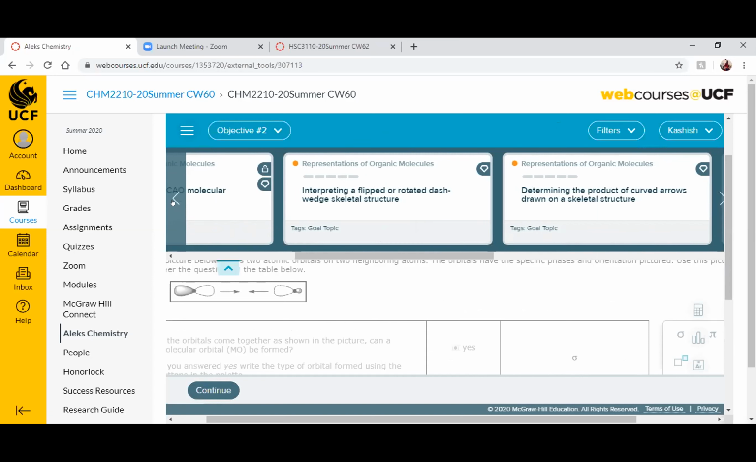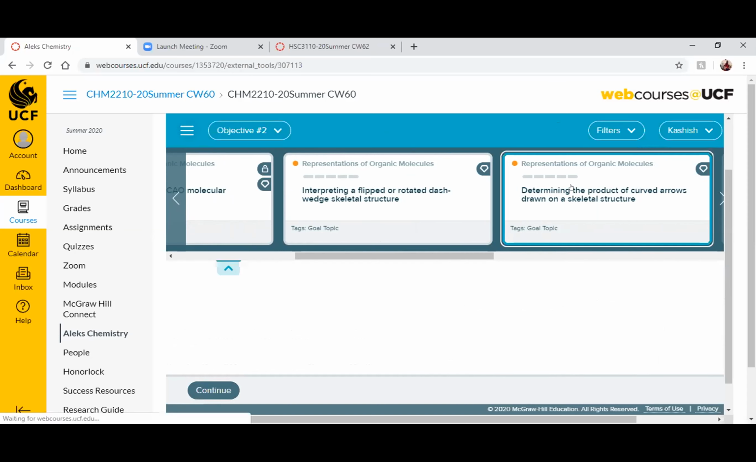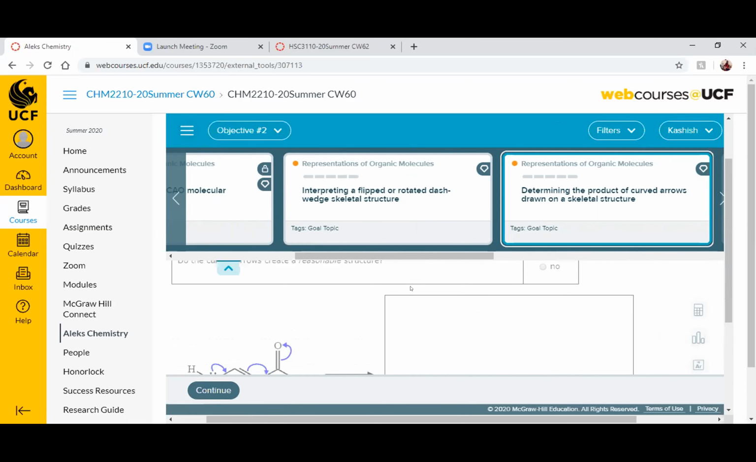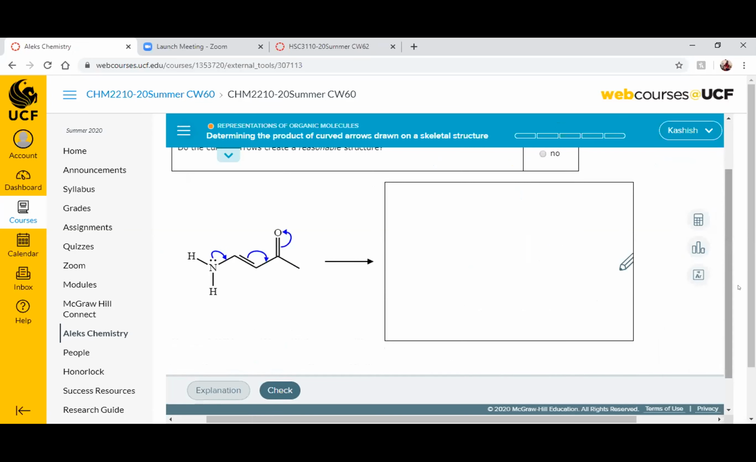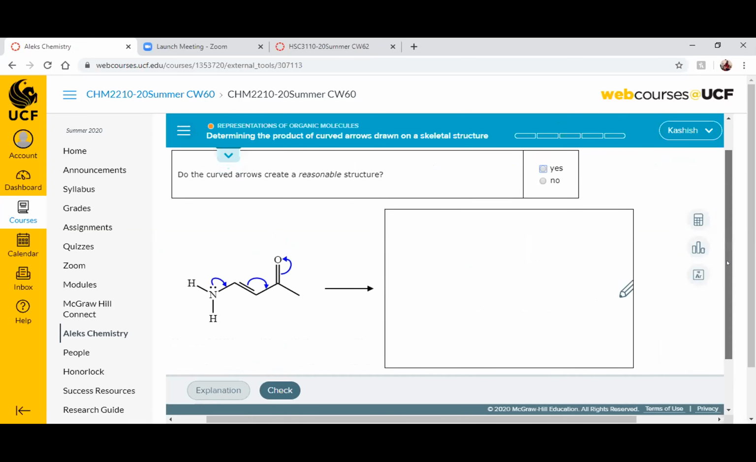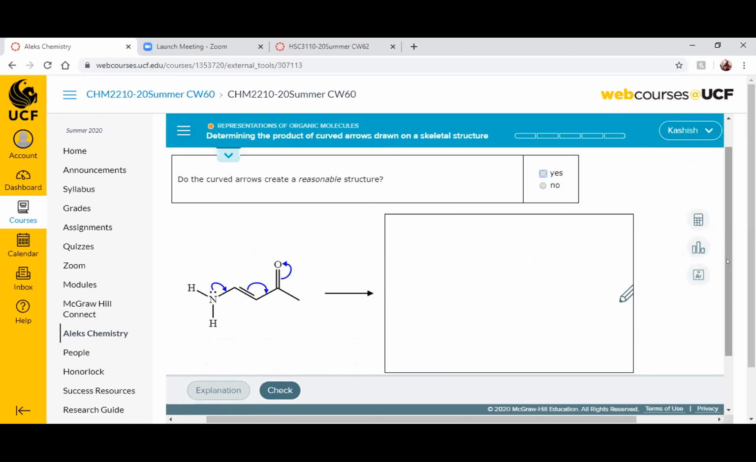Let's do determining the product of curved arrows drawn in a skeletal structure, just because this is a really important thing when we're talking about mechanisms, which we're going to get into later. So when we're looking at something like this, what the arrows are doing is they show the movement of electrons. In organic chemistry, arrows are always going to show the movement of electrons and not the movement of individual atoms.